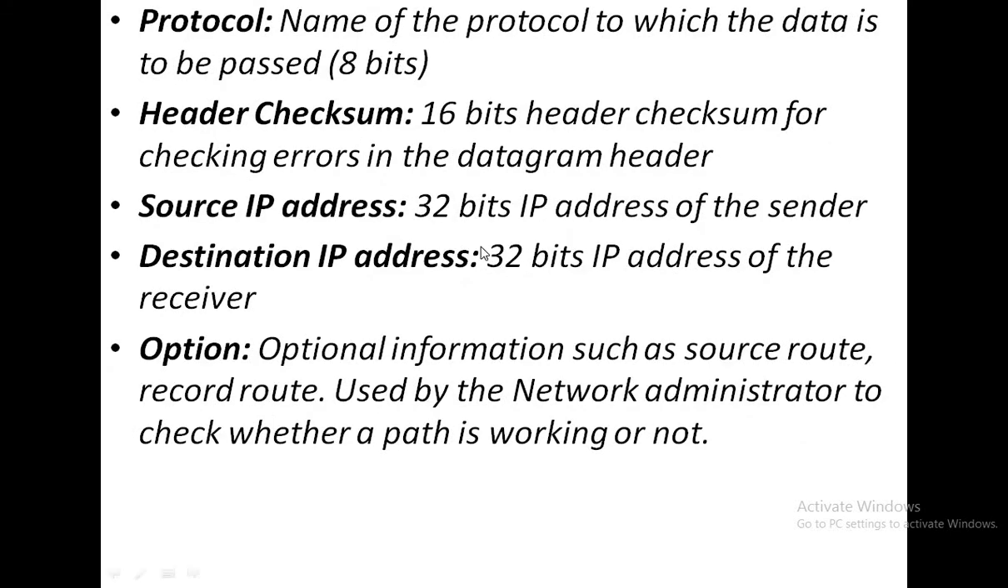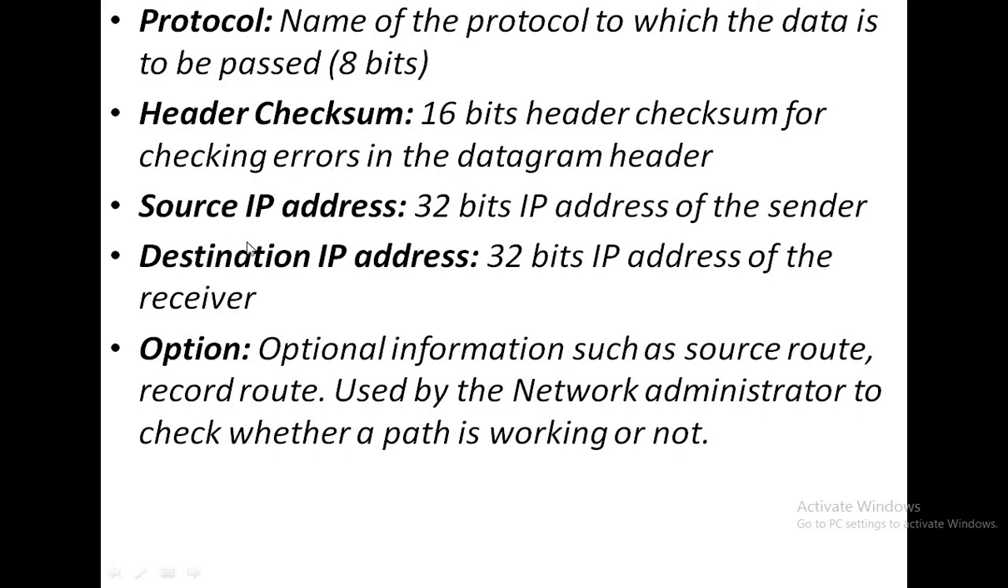So next is the protocol. What protocols are used? UDP and TCP types of protocols are used in the IP datagrams. Next is the header checksum. It is a 16-bit header checksum for checking errors in the datagram header. That means the main function of the header checksum is to check the errors of the datagram. It does not contain the data, it only contains the header information and checks the errors.